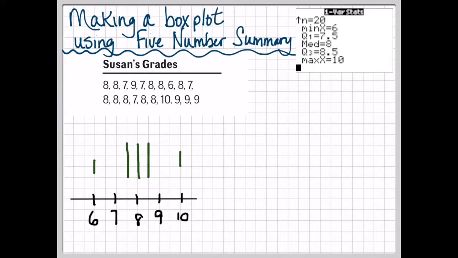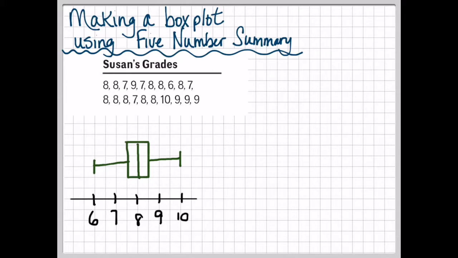Now I have to put it all together. I'm going to connect those 3 longer lines, and that's going to form the box. And I'm going to connect the smaller lines to the center with just straight lines to get my whiskers. From here we can talk about the description of the distribution for this box plot.